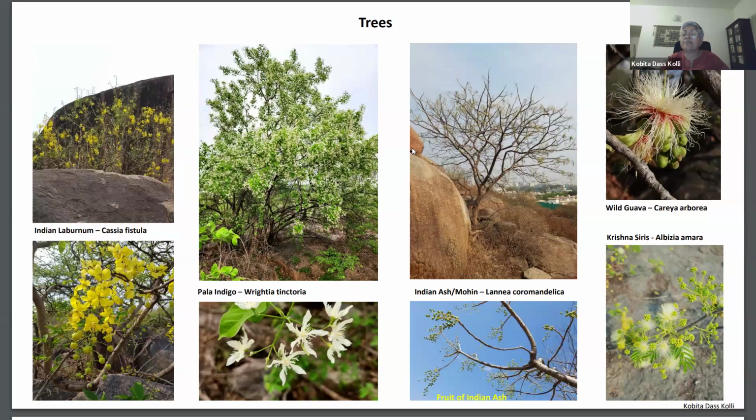Careya arborea. And then the Krishna Siris, the Albizia, which is beginning to put out leaves and flowers right now, looks just like this in the picture. Also we need a picture of the bark to just confirm it's the same tree. But some of these you will see now across peninsular India actually. These trees are quite common everywhere. Next slide, please.